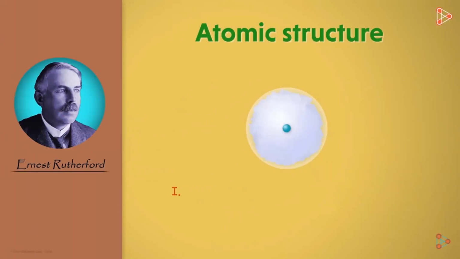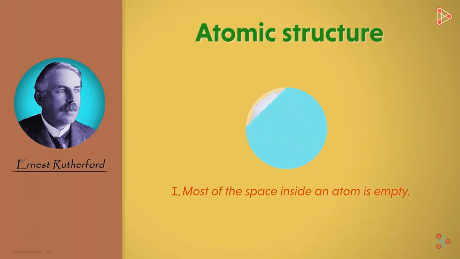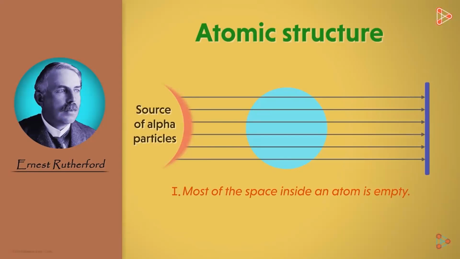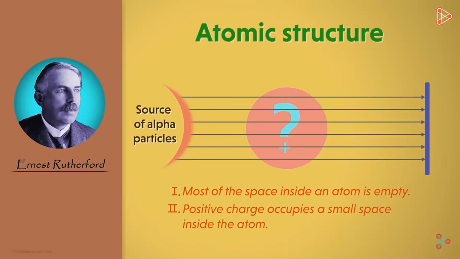His first conclusion was that most of the space inside an atom is empty. This is because most of the alpha particles could easily pass through the atoms and hit the detector straight. Now, if most of the space is empty inside an atom, then where is the positive charge located? Well, that's the second conclusion. The positive charge is compactly packed in a tiny entity. This occupies an extremely small space inside the atom.